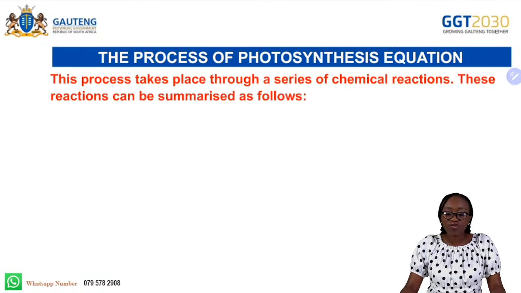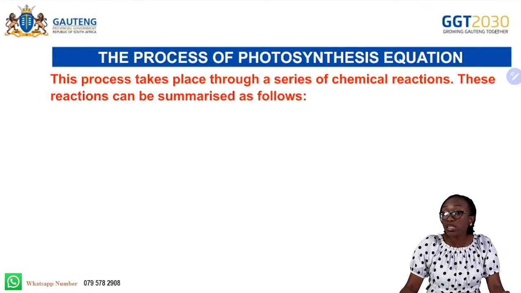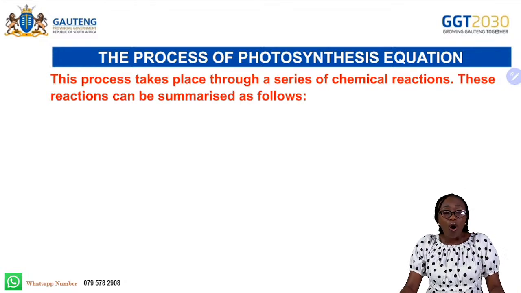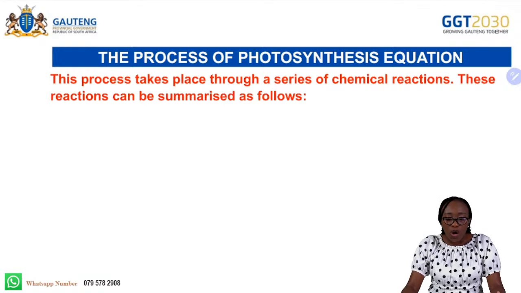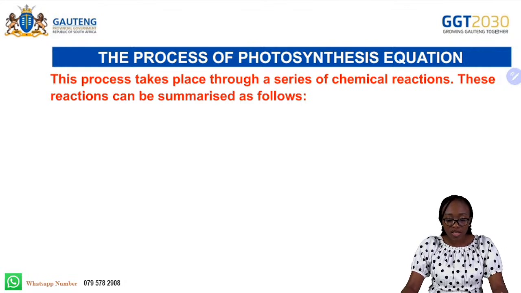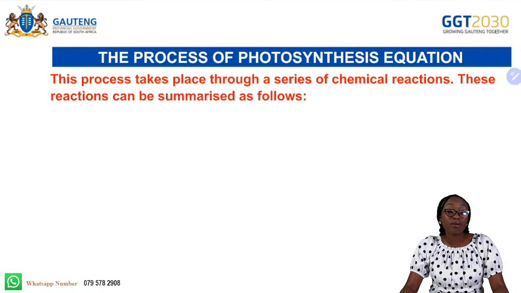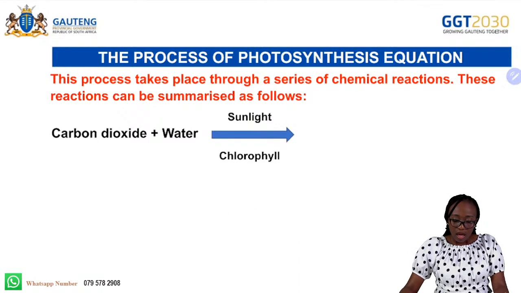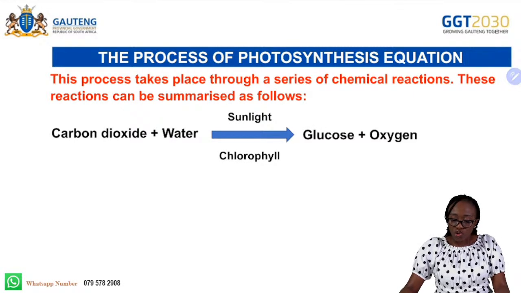Now, the process of photosynthesis has an equation. Remember, we said it is a chemical reaction, and we represent chemical reactions in equations. So the photosynthesis process takes place through a series of chemical reactions, and these reactions can be summarized as follows. Carbon dioxide plus water in the presence of sunlight and chlorophyll to give us glucose and oxygen.